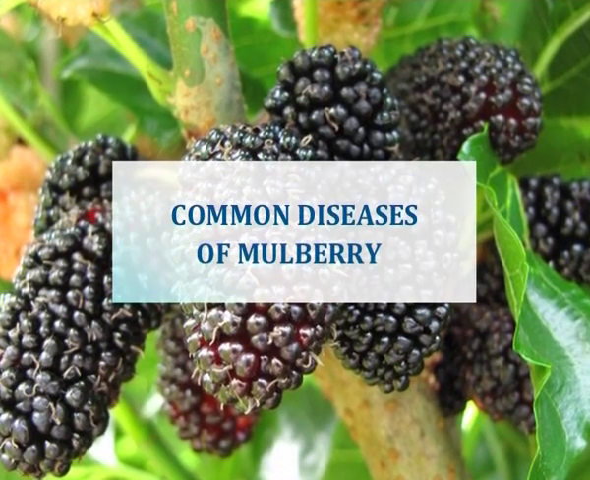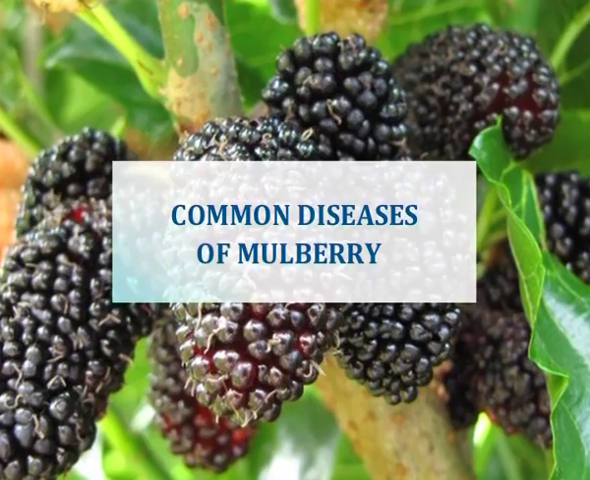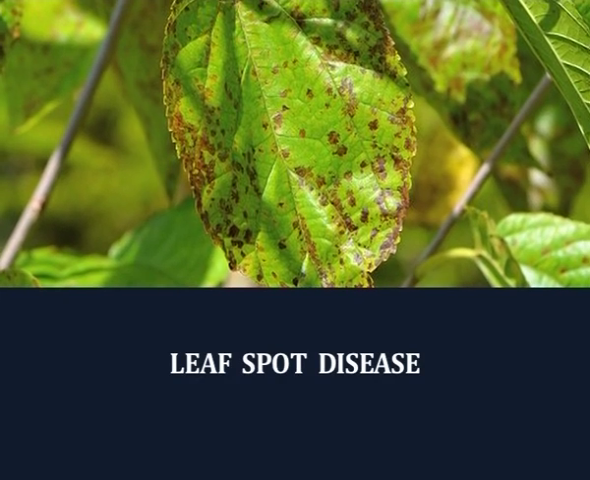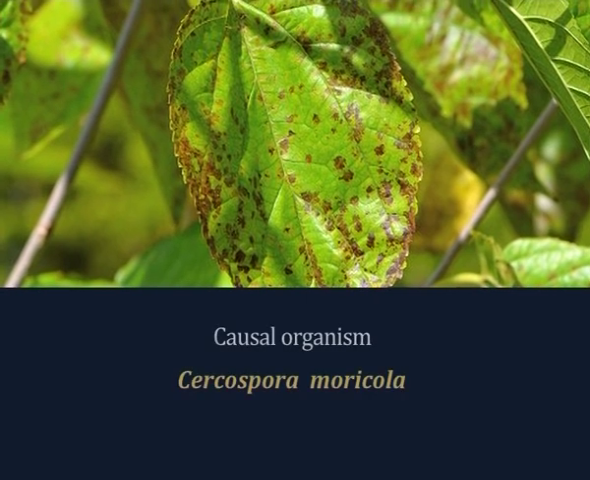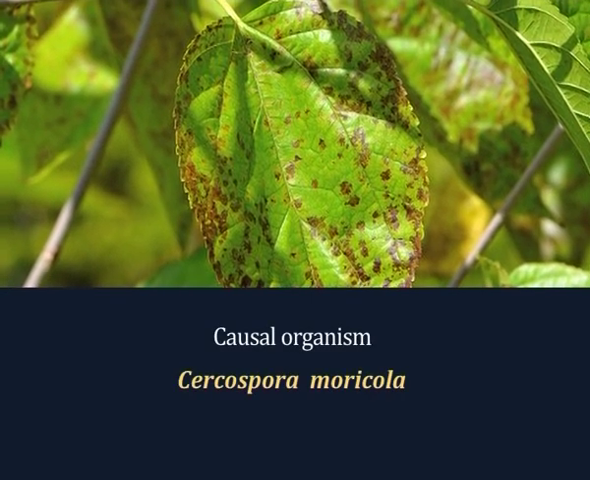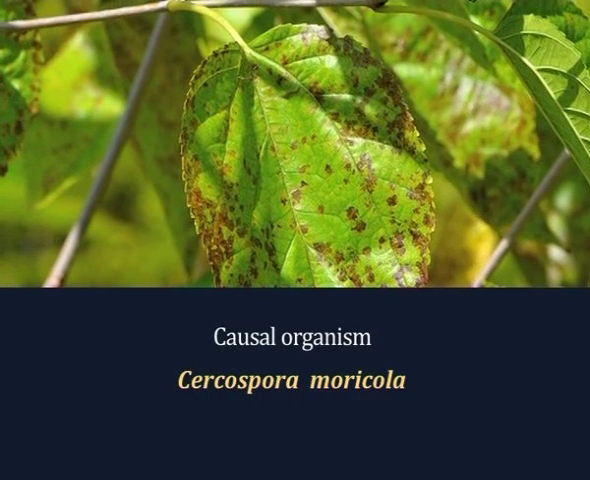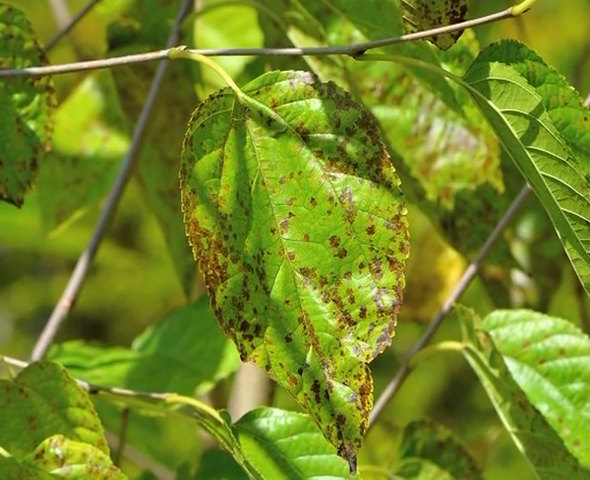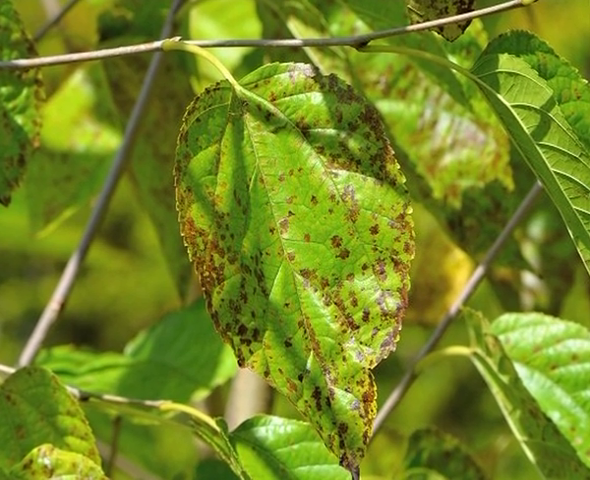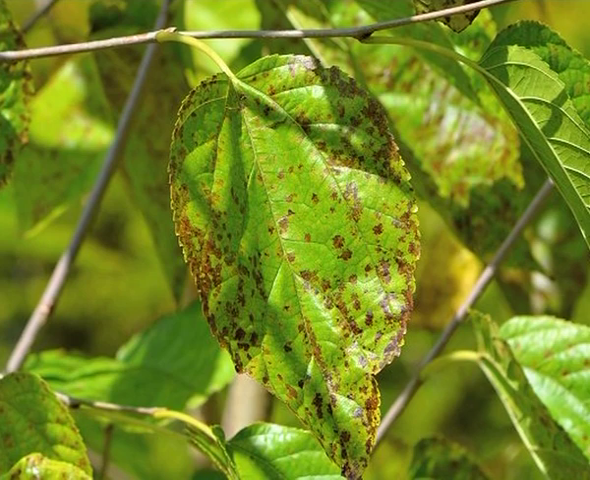Next is the common diseases of mulberry. First is leaf spot disease. Causal organism is Cercospora moricola. The symptoms of the disease are the appearance of small brownish irregular spots on the leaves in the initial stages. As the disease becomes severe, the spots enlarge, coalesce, and shot holes are formed. Severely affected leaves become yellowish and fall off prematurely.